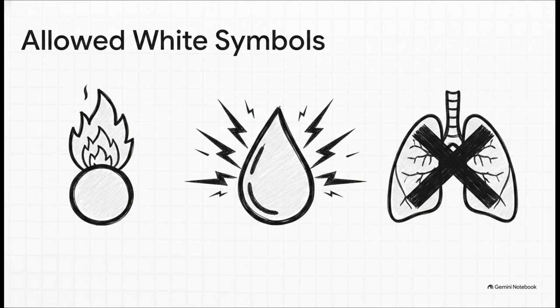OX, which means oxidizer, that's the flaming circle, W, meaning water reactive, shown with the lightning bolt, and SA, which is simple asphyxiant, pictured as the crossed-out lungs. Let me repeat that because it is highly testable. OX for oxidizer, W for water reactive, and SA for simple asphyxiant.